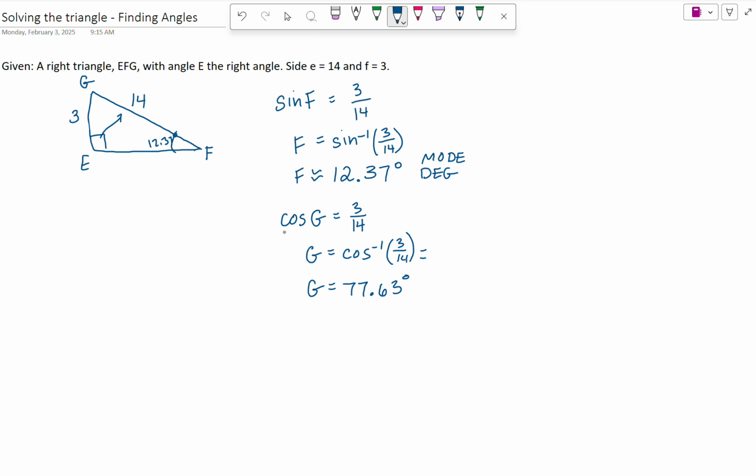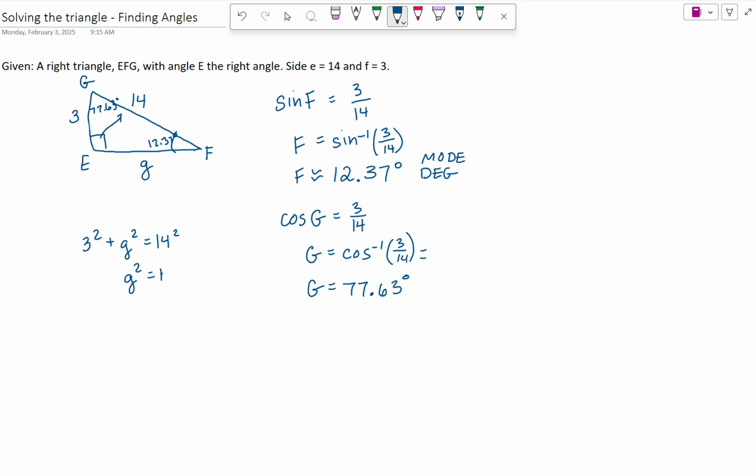degrees. Okay, and I do like to do it this way because then if I put all the angles in the triangle, I can check my answer by adding 90 plus 77.63 plus 12.37, and my total of the angles will be 180 degrees. And it is, so it worked out good. All right, and then to finally finish up the problem, we do still need to find side G. I think the best way to find it is probably just the Pythagorean theorem. So we would do 3 squared plus G squared is equal to 14 squared. So that's 9. This is 14 squared. I would just find out G right away.